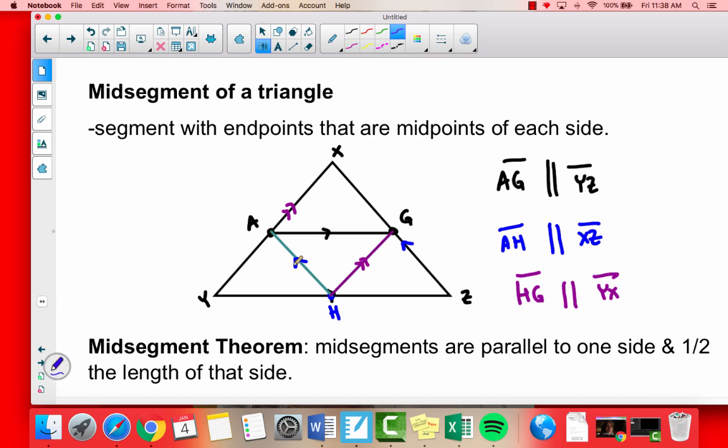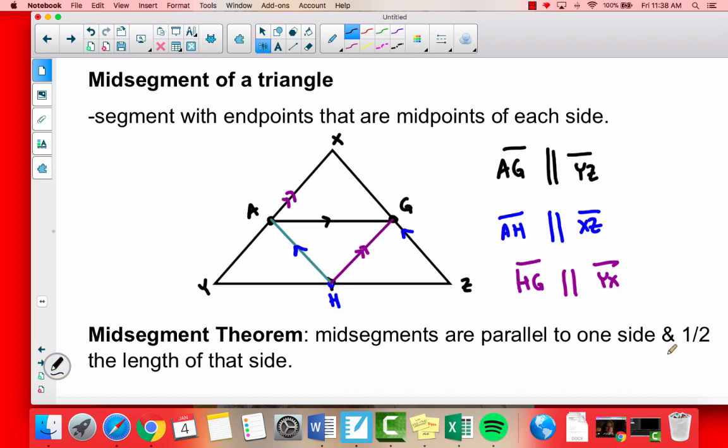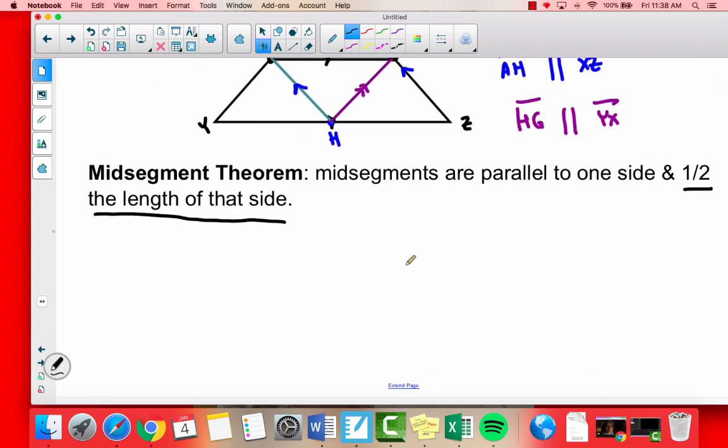All right, so mid-segments are parallel to a side, and the other part of this theorem is that the mid-segments are also half of the length of that side. So for example, I could draw in a random triangle with the mid-segment drawn in here. If I know that my length on this side on the left is 20, then my mid-segment would have to be 10. All right, so the mid-segment is half of its parallel side. And that's the mid-segment theorem.